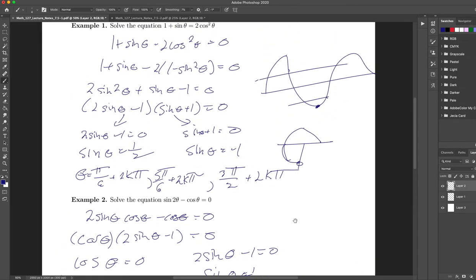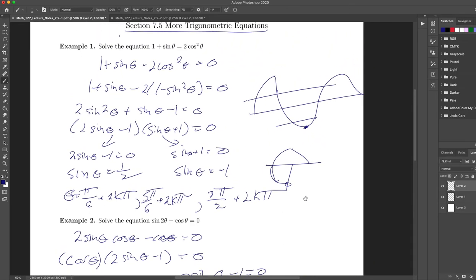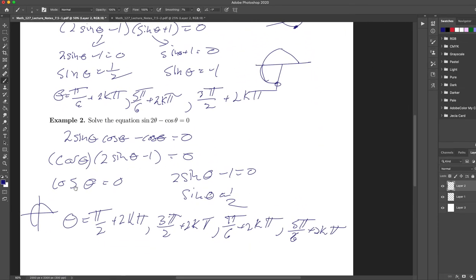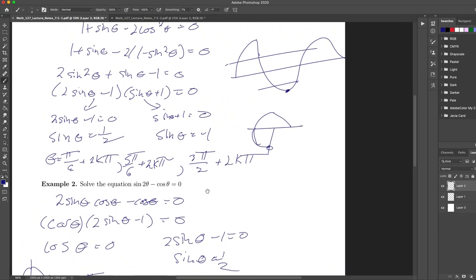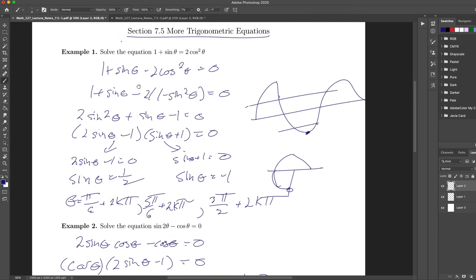Okay. So here we're just solving. We try to get this to a point where you have something equals 0, something equals 0, and then we just do this. So here we're using more advanced techniques. Here we're using the double angle. Here we're swapping out a sine for cosine for a sine using Pythagorean theorem.